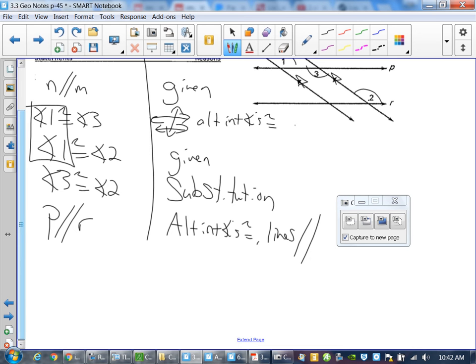And that's how that one works itself out. And I think the last one is basically the exact same thing, if I'm not mistaken. Like I said, guys, there are plenty of different ways to set these up. It just depends on which angle pair you see.